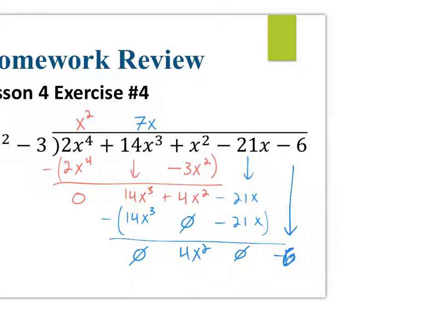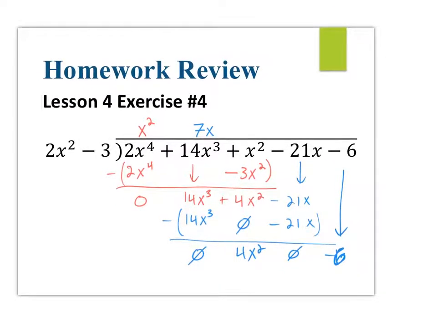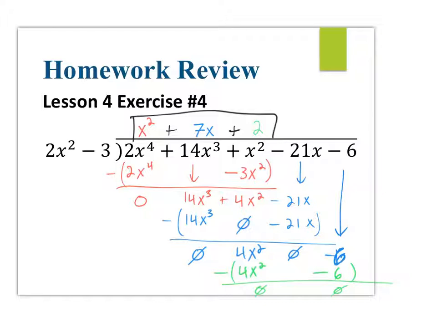And then my last round, I have to see something times 2x squared. Ooh, that's 2. 2 times 2x squared is 4x squared. 2 times negative 3 is negative 6. Beautiful. Even though it's a little bit wonky, it all comes out. 0, 0. My answer is this stuff up here, x squared plus 7x plus 2.